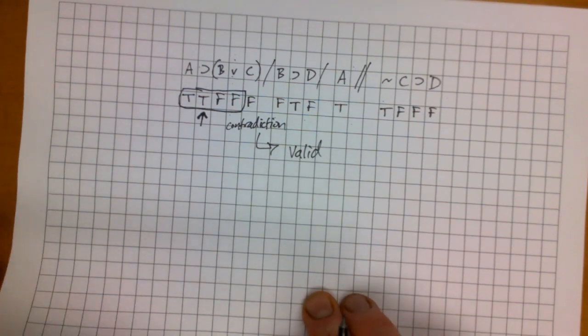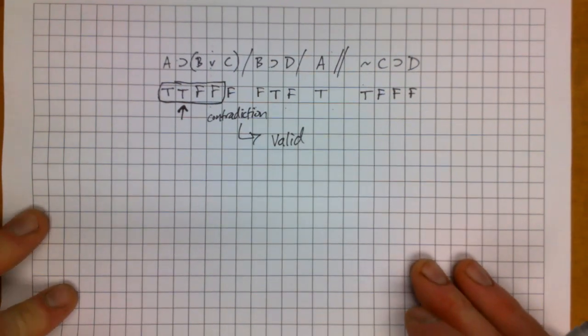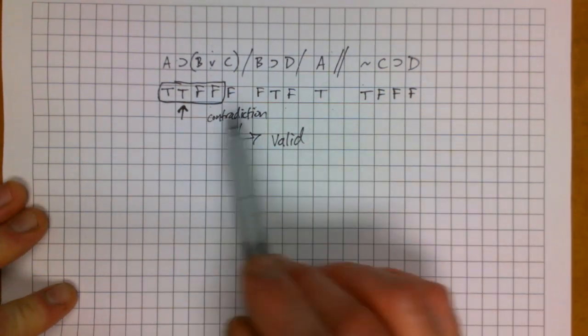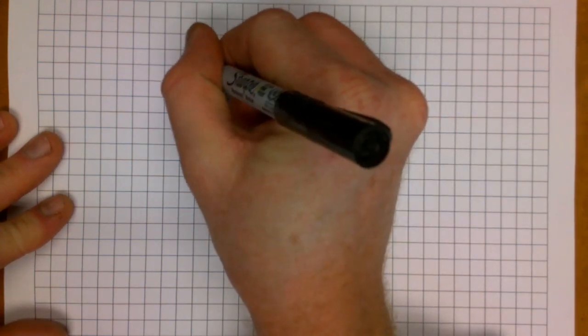Now, so far in these examples and in most of the examples we talked about in class, we've been able to work on just one line, but that's not always going to be the case. Sometimes a single row of truth values isn't going to be sufficient to prove that an argument is valid. And here's an example of a case like that.